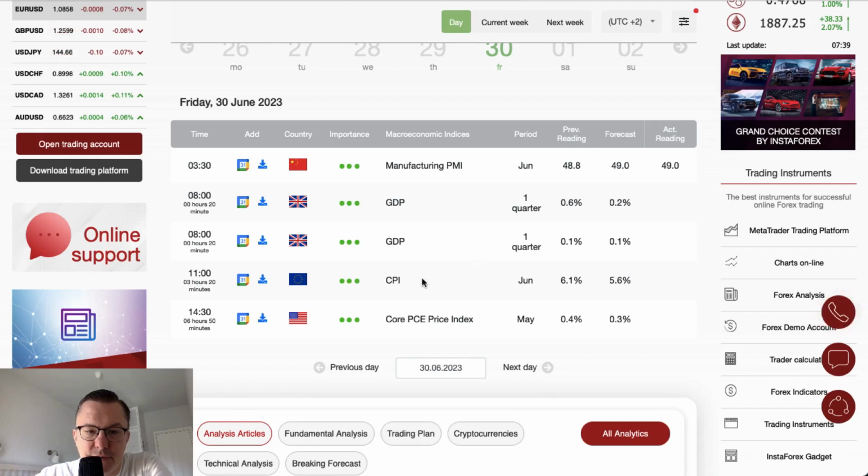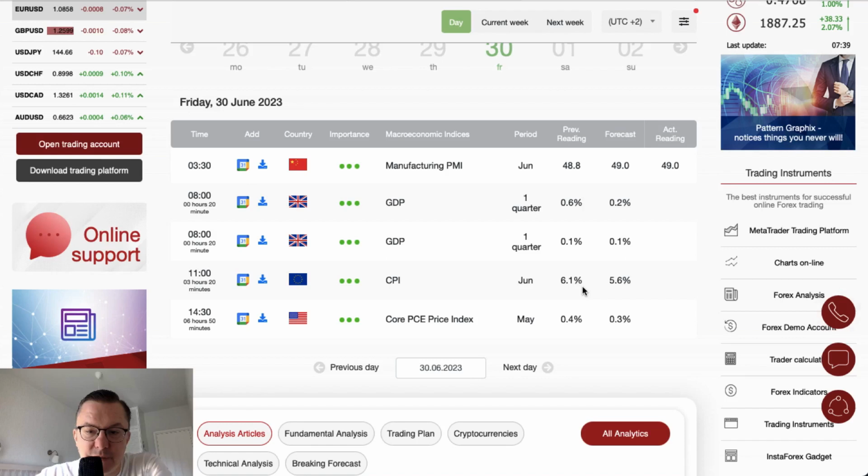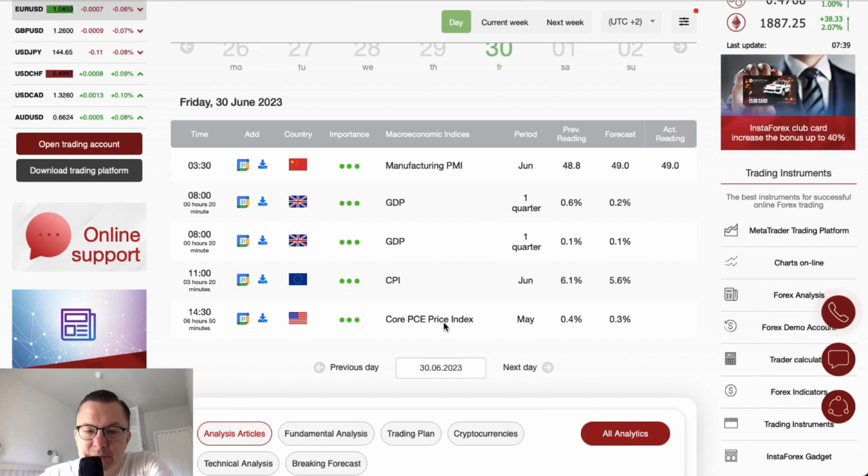CPI data from the Eurozone are scheduled for release at 11 a.m. and the market participants expect a drop from 6.1% to 5.6%. During the New York session, one very important event is scheduled for release, core PCE Price Index from the US, and this one is for the month of May and is expected to drop from 0.4% to 0.3%.